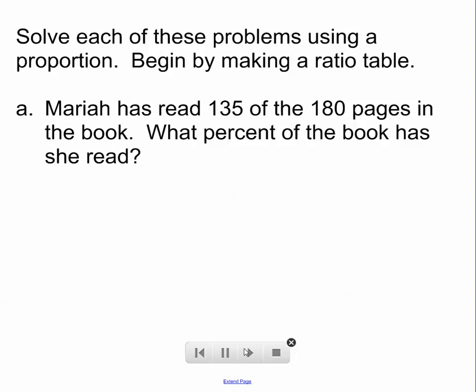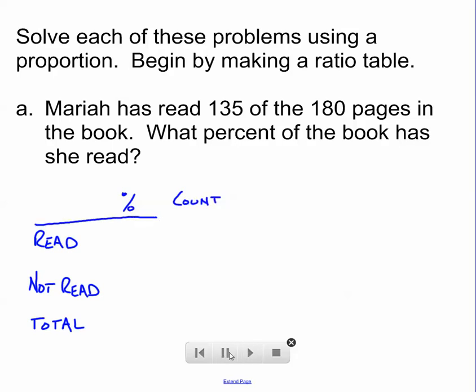Mariah has read 135 of the 180 pages in the book. What percent of the book has she read? Okay, so she's either read a page or she has not read a page out of the total number of pages. We're going to write these as percents and as just simple counts of pages.